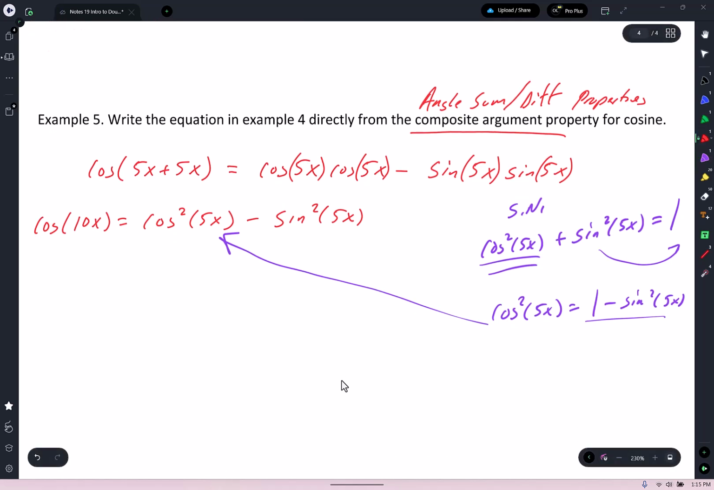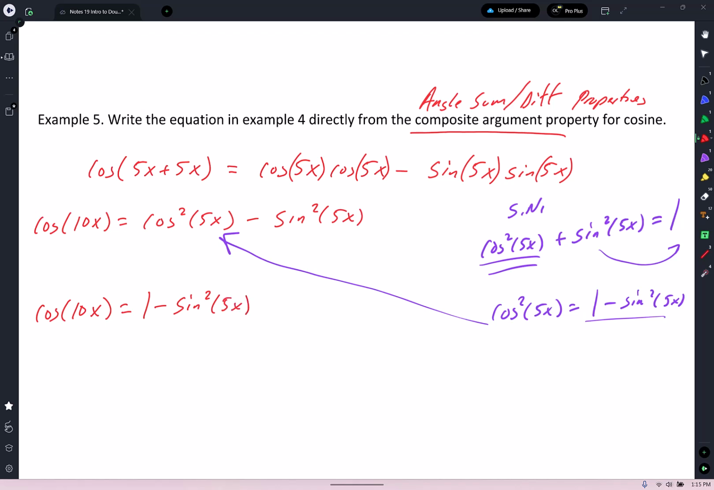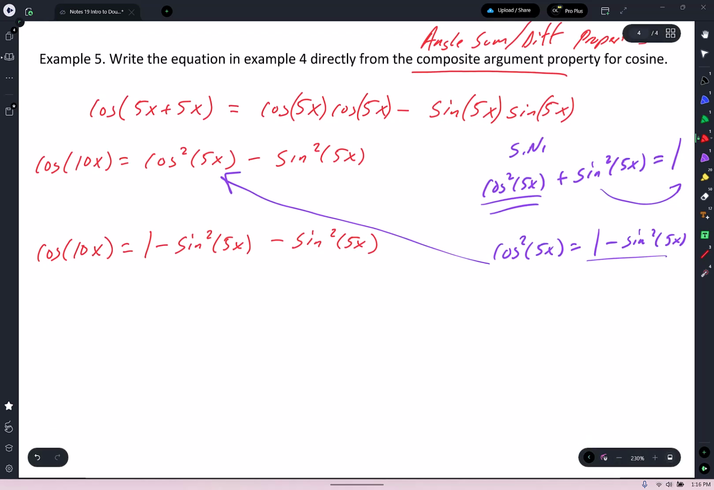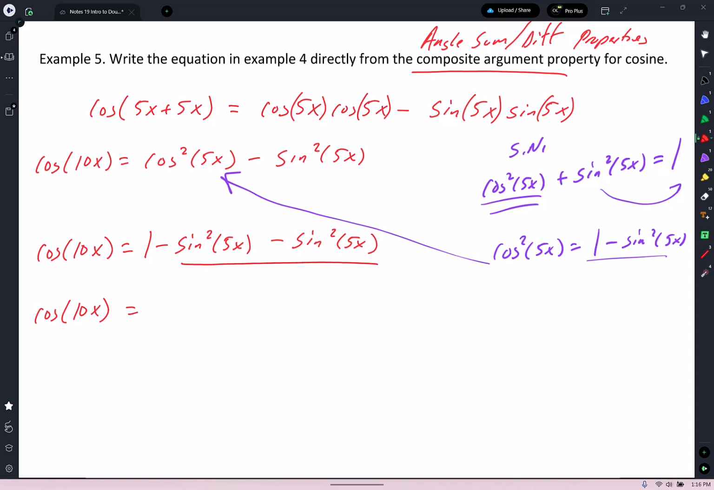So here we go. And I'm slowing down. Cosine 10x equals, and I'm going to substitute 1 minus sine squared 5x minus sine squared 5x. Last move. Cosine 10x equals, how many of these sine squares do you see? 1 minus 2 sine squared 5x. Done.